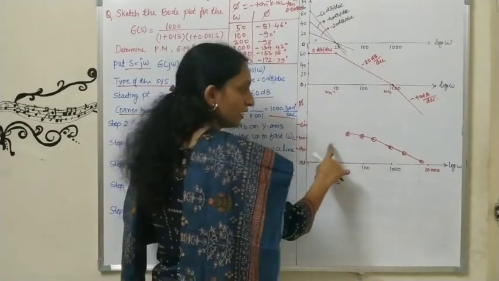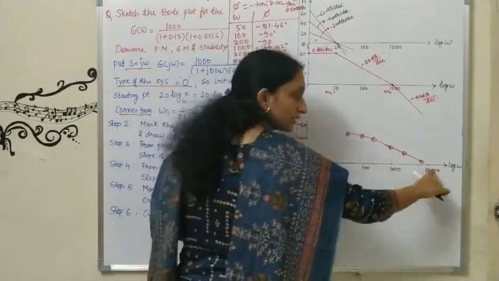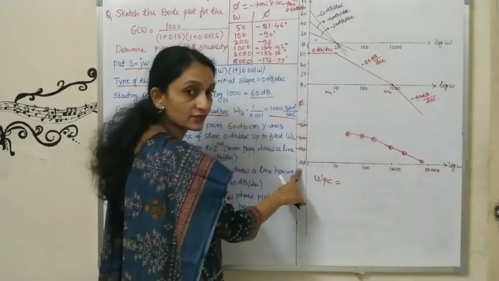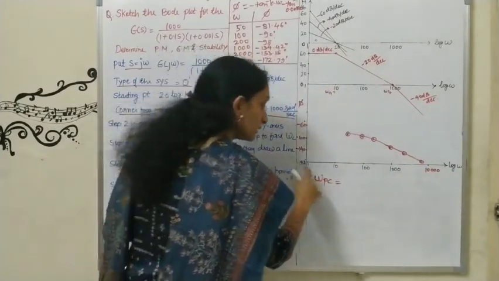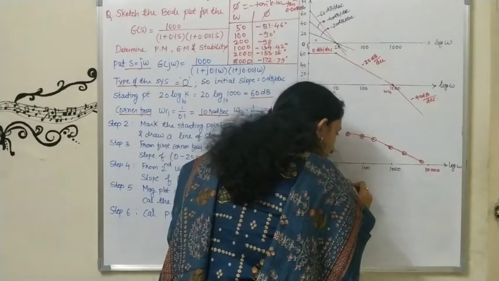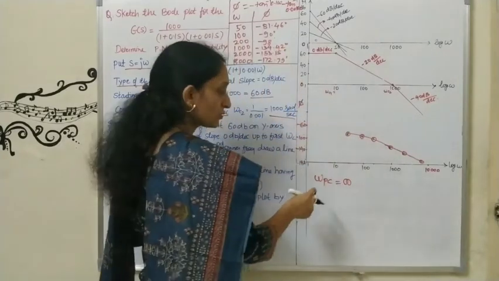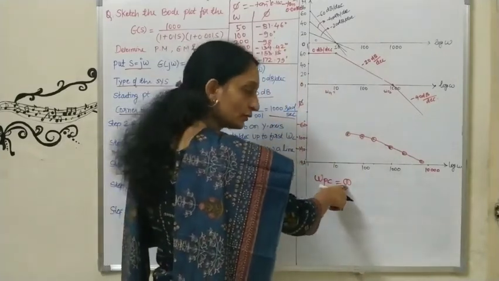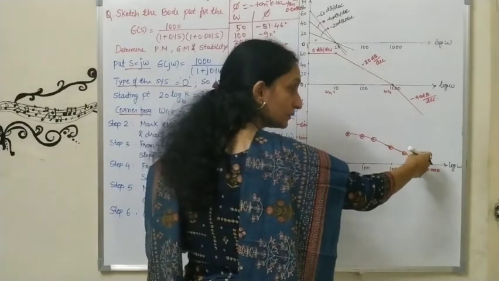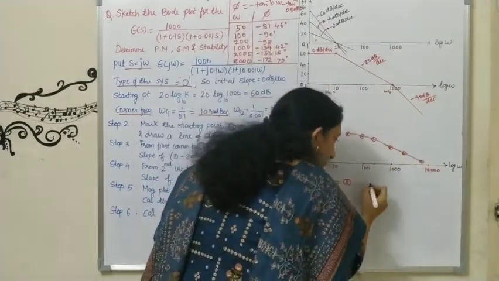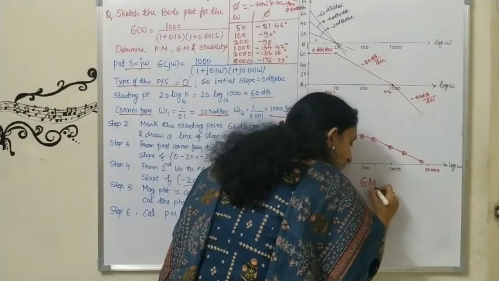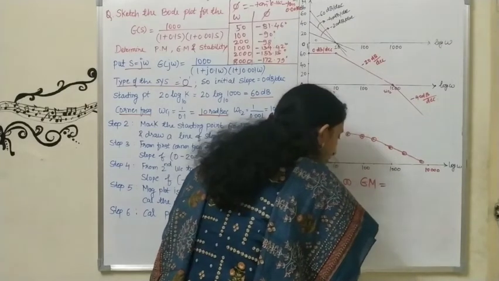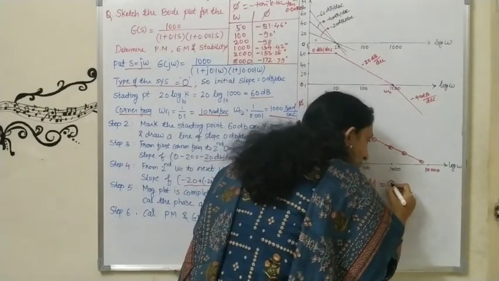Look at this. As the phase plot is not intersecting with this minus 180 degree line, which is my reference line, I will write omega PC as infinite. As omega PC is infinite, I cannot extend a line upward towards the magnitude plot. We already discussed this in the last lecture: if omega PC is infinite, gain margin is infinite.